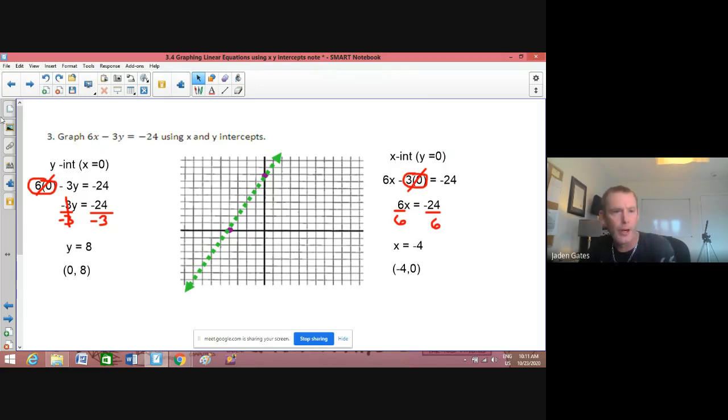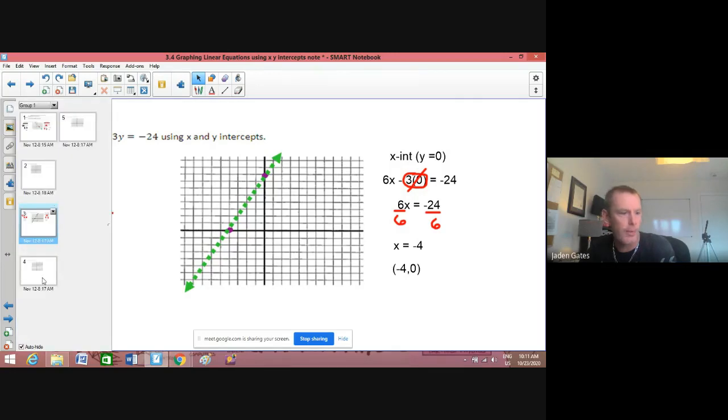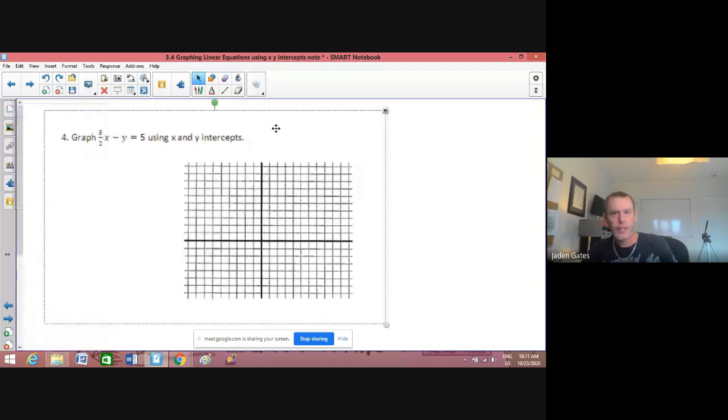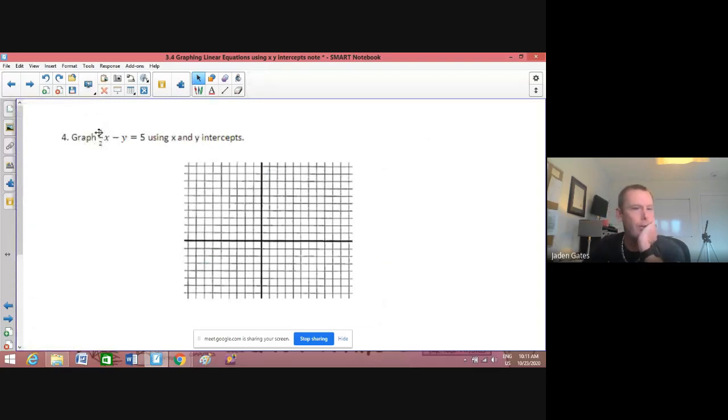Change it up a little bit here. Like I said, I'm going to do example 4. There we go. Now, this one's a little different here. I got 5 halves x minus y equals 5. And I want to find the x and y intercepts.